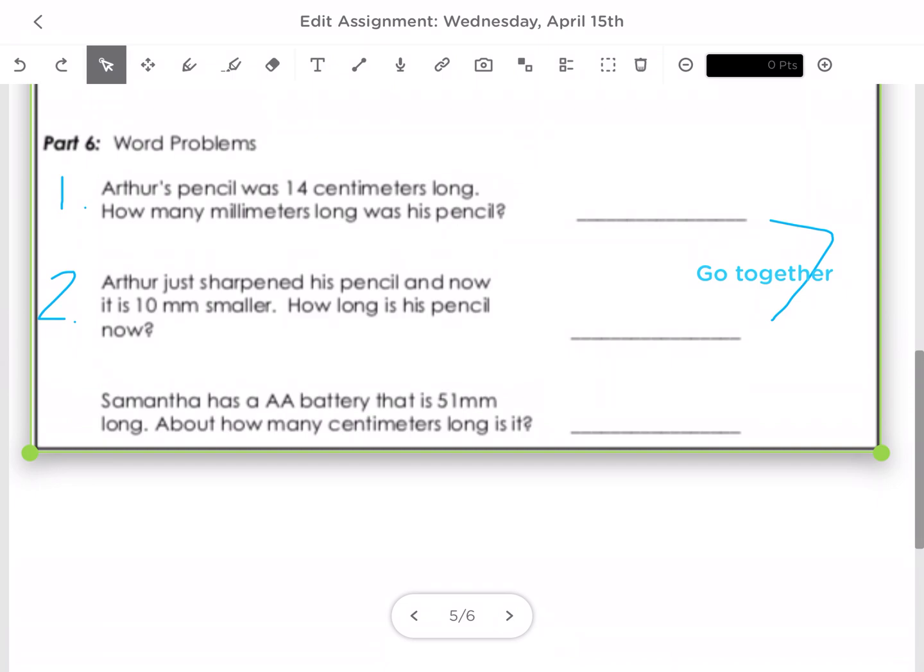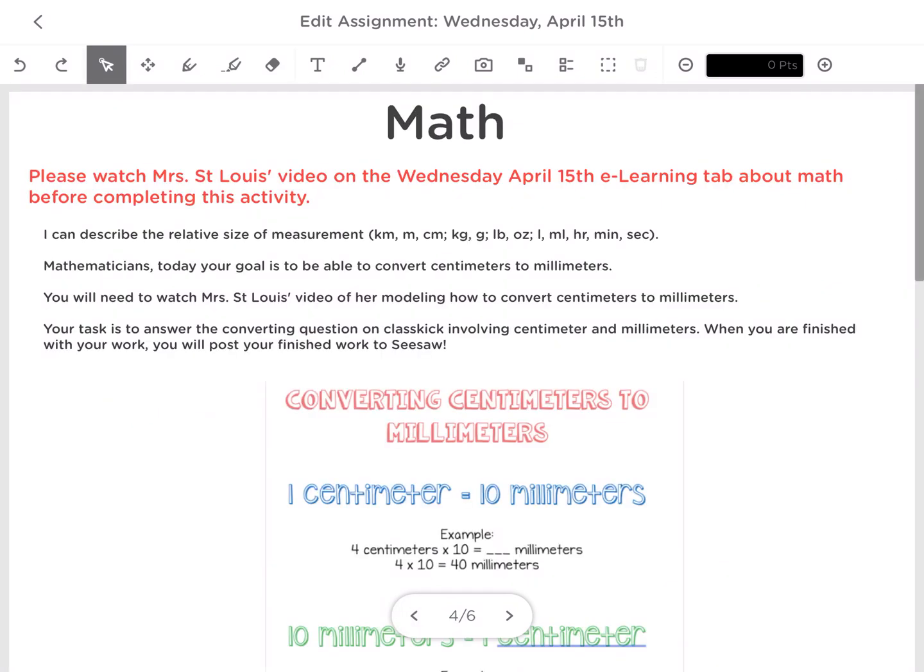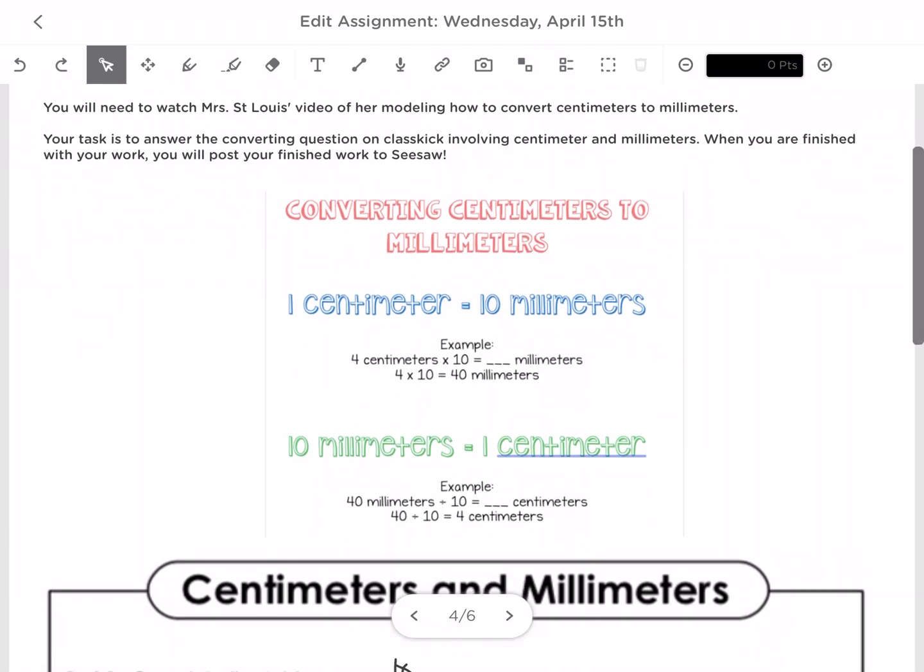And then the last one, you're taking 51 millimeters and you're going to be telling us how many centimeters. So remember to use that conversion chart that I left you on slide 4. We know 1 centimeter is 10 millimeters and we know that it takes 10 millimeters to give you that 1 centimeter. So make sure you're either multiplying by 10 or dividing by 10 depending on what your question is asking you.